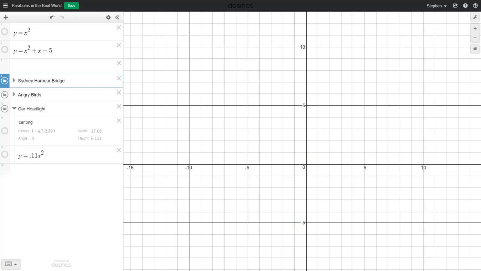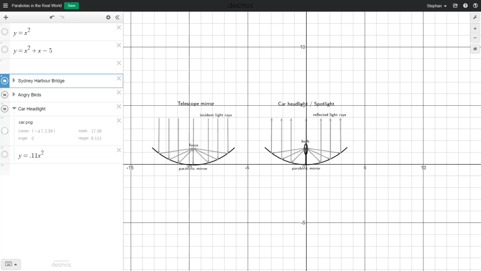Finally, I want to show you this last example of a car headlight. There's actually two diagrams on the graph here. We're going to ignore the telescope mirror one on the left just because the car headlight one is already centered around the XY axis, around that origin point there. So it's going to be easier to talk about. Now, concave and convex shapes, parabolas, are very handy in real world situations because they enable us to be able to do practical things with them.